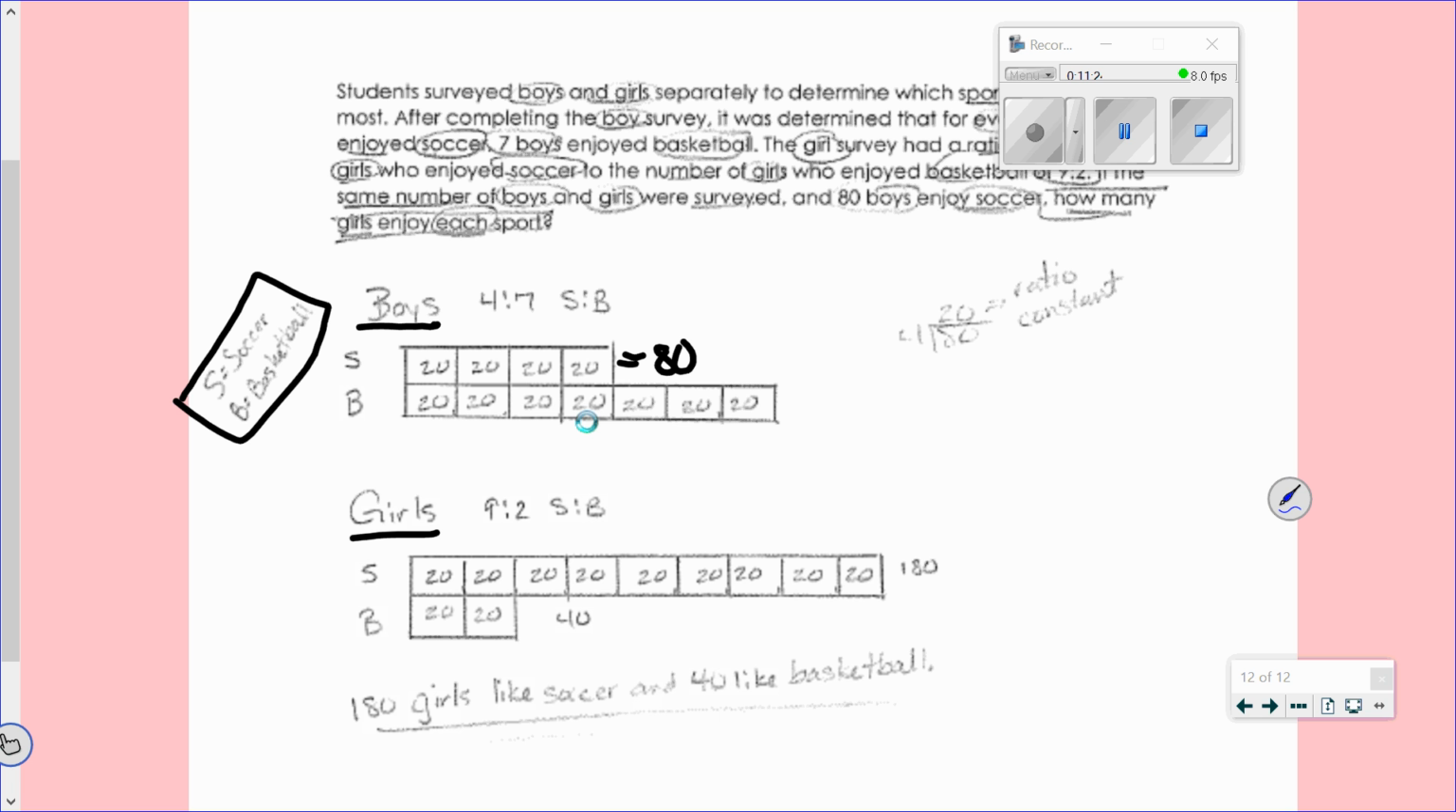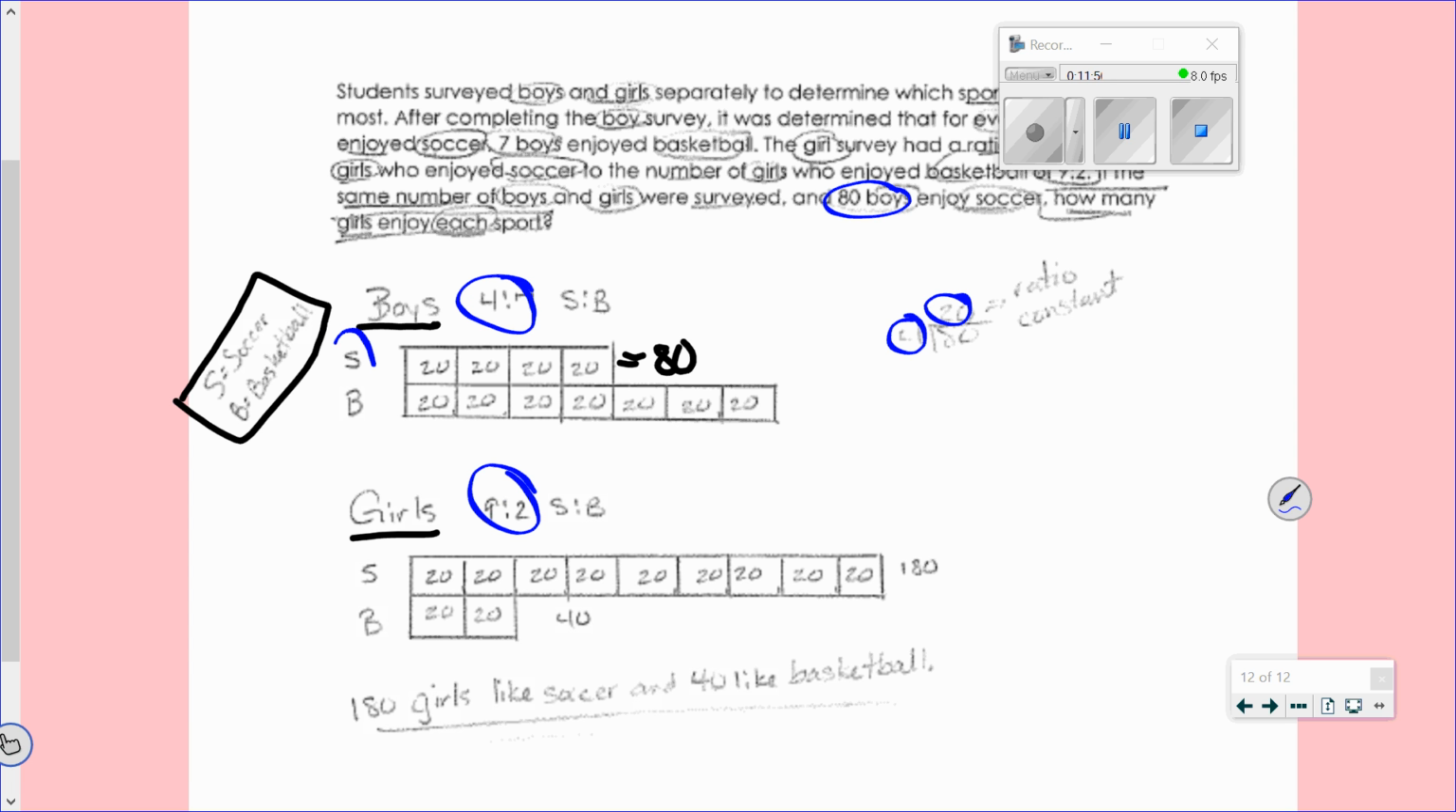I now know I have 4 boxes of boys who like soccer. That's 80 boys. So how many boxes do I have for that 80? 4 of them, meaning my ratio constant is 20. So now 20 goes in every box. Couple of keys. I surveyed the same number of boys and girls. I had the same number of boxes, 11 for each. That means that my ratio constant from the top will also go to the bottom.